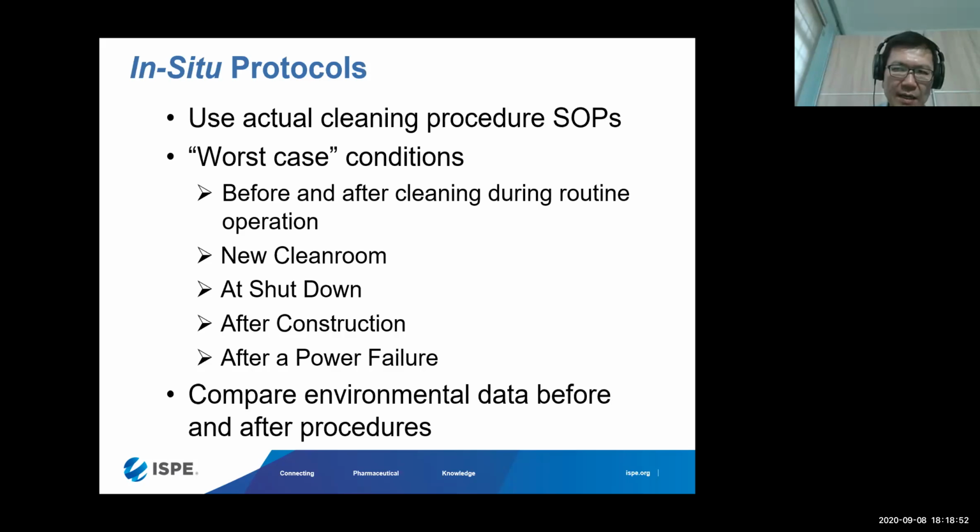So those are worst case events in which you can collect the EM data and show a decrease in the bioburden levels after each cleaning and disinfection. So those are very good data to demonstrate the effectiveness of your chemical disinfectant use. So basically it is to compare the environmental data before and after the procedures.